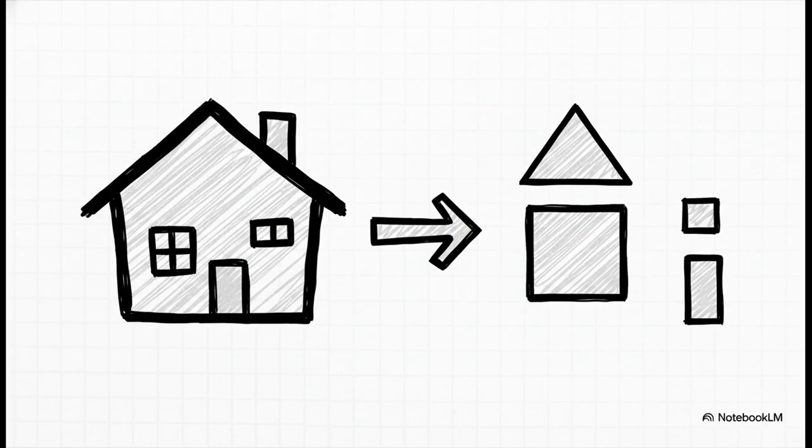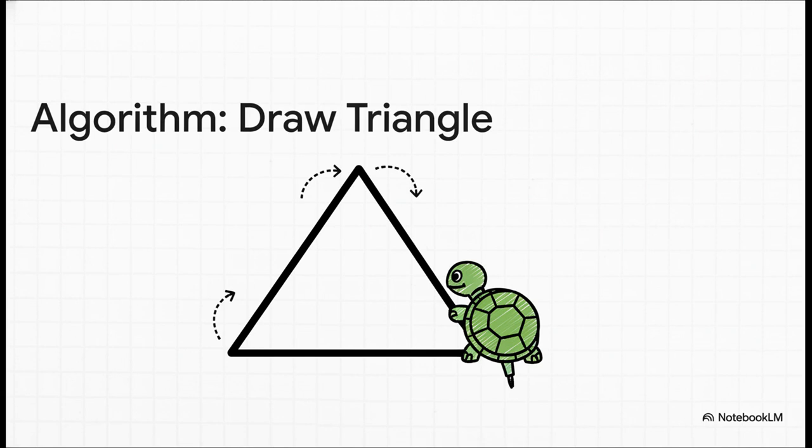For example, imagine you had to write a recipe for a little robot turtle to draw a triangle. How would you do it? You wouldn't just tell it to draw a triangle, right? It wouldn't understand. You'd have to create an algorithm, a precise recipe. You tell it, okay, first put your pen down, then move forward 100 steps. Now turn left 120 degrees. You see? You break the big goal into tiny commands that the turtle can actually understand and execute.